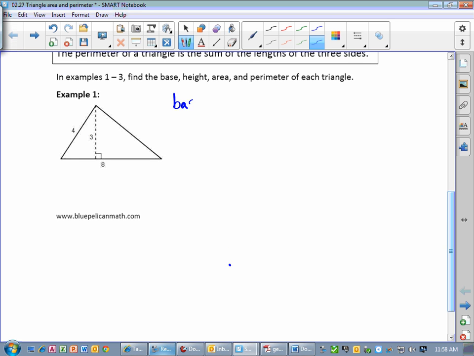So the base of a triangle is just like that part of the parallelogram. So in this case, the base is 8. All right, so that's like the bottom. Notice the height is perpendicular to the base, always. So the height is 3.